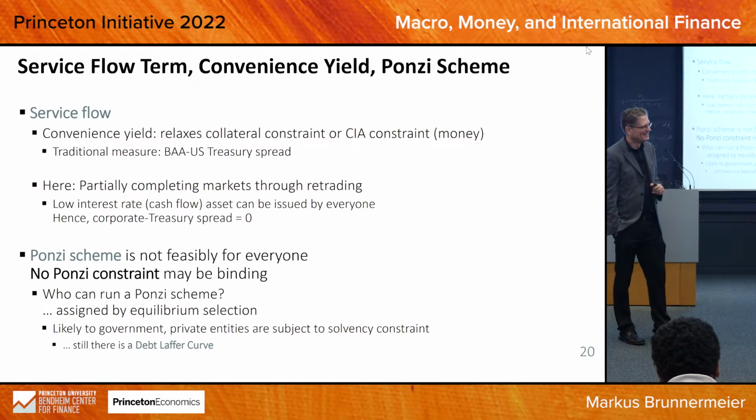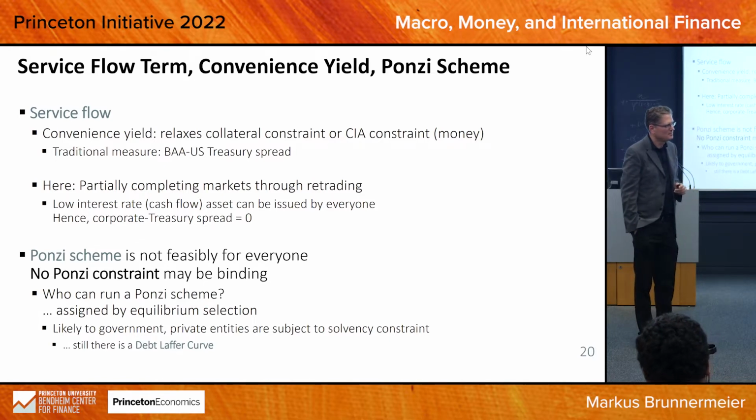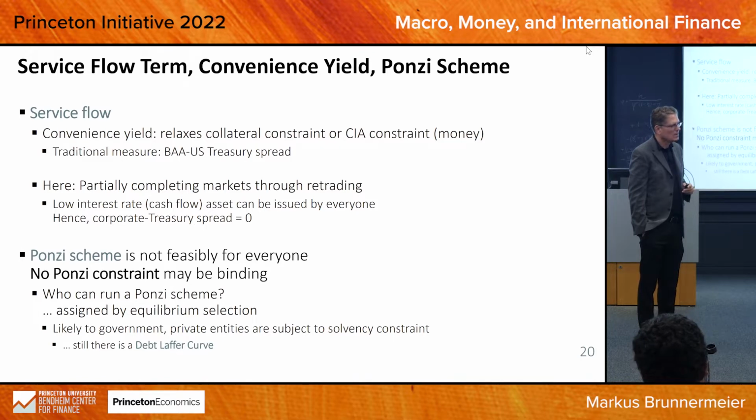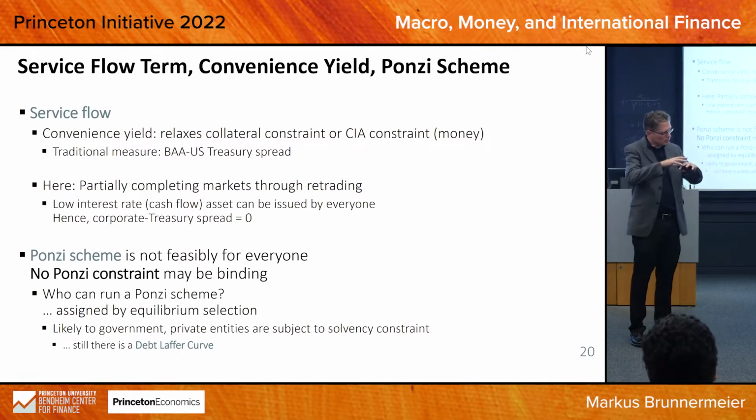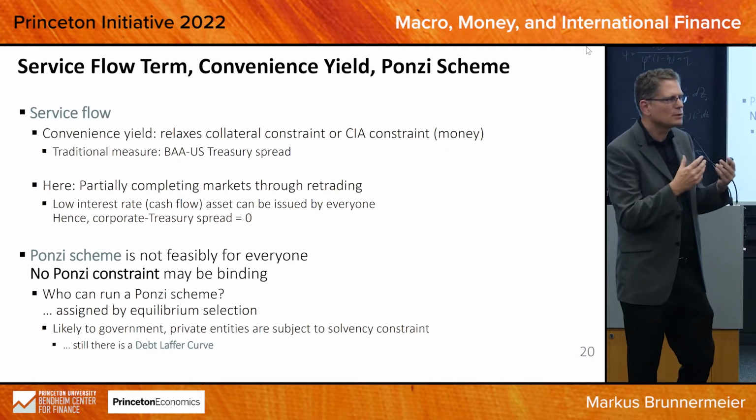So the convenience yield should reflect the willingness to pay for this service flow, right? So there must be some linkage between the convenience yield and this bubble term. Yes, it depends how you define and label convenience yield. I could say service flow is everything, and it includes convenience yield, and convenience yield is primarily about collateral, relaxing collateral constraints, or relaxing a cash advance constraint. If you take convenience yield as broad as also this retrading, completing markets, then it's our service flow. But then it should show up in the standard measurement of the convenience yield, which is really small. That's correct. You also get some of that.